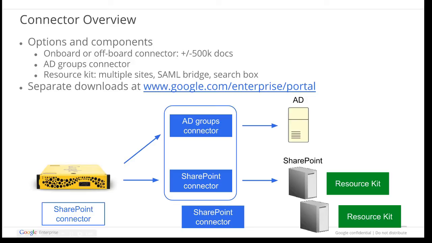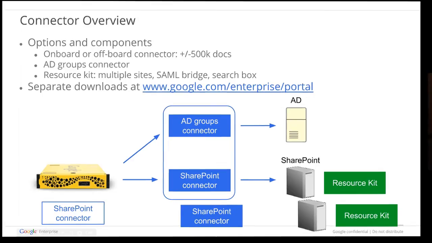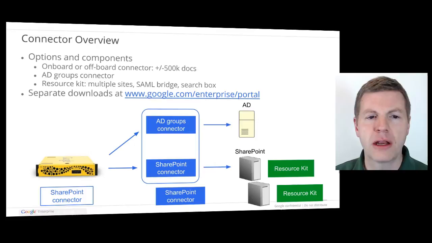The third component is called the SAML Bridge for Windows. This is an authentication service that you may need if your SharePoint environment uses NTLM, or if you cannot Kerberize your GSA. The GSA Resource Kit is typically installed on every SharePoint web front end. You can also install multiple connectors for load balancing or failover. We'll discuss this later in more advanced training.